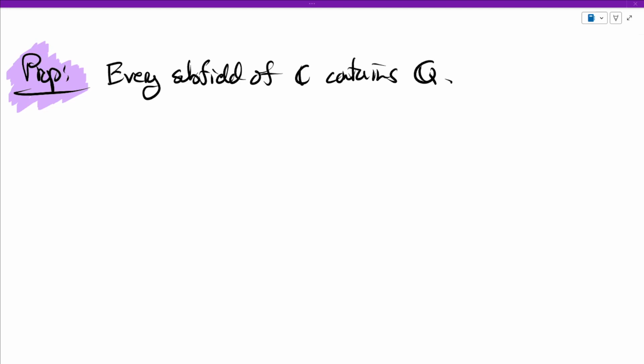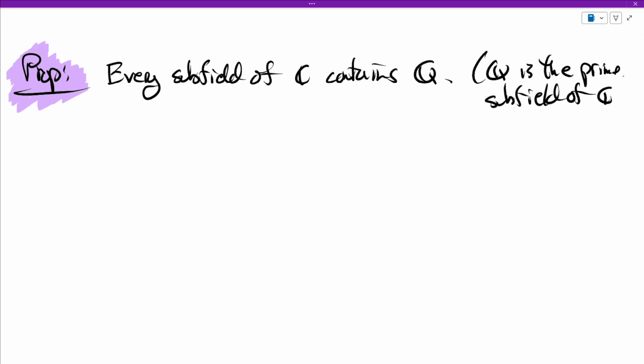So one question that we might ask is, suppose that we are looking for a field generated by some subset of C. What should we expect to be there? Well, one subset that will always be in the field generated by anything is Q. Q is always there. Another way of saying this proposition is Q is the prime subfield of C. That is, Q is the absolute smallest field inside of C.